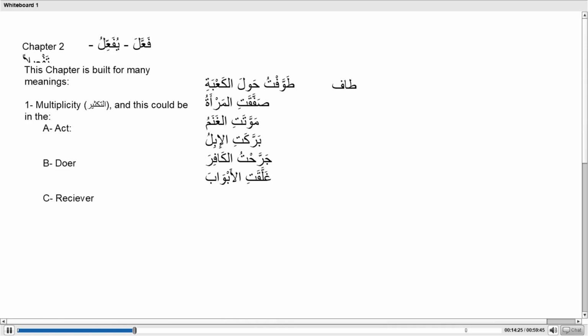Clear? Right. صفقت المرأة. The multiplicity here is in the action, or the doer in the action. Okay? طيب. You say, this is صفقت, from صفقة.